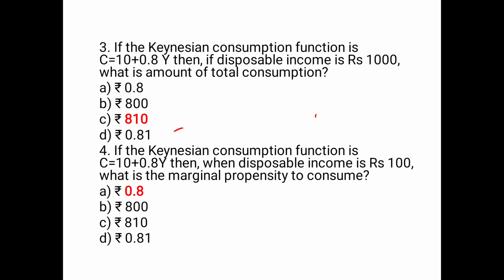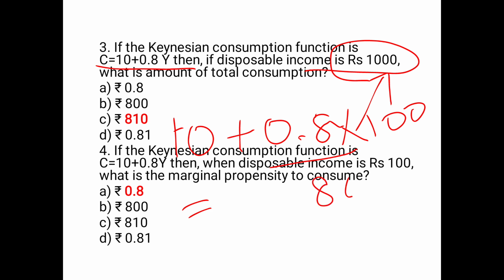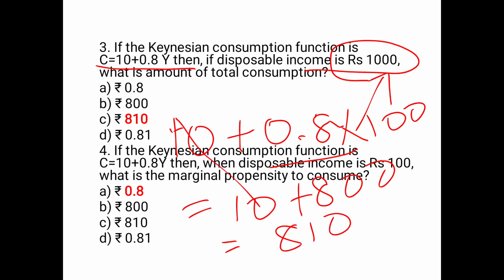Now, the third one, it's a sum. They have given C is equal to 10 plus 0.8y, and disposable income as 1000. Now what you have to do is put 10 plus 0.8y, where y will be 1000. So 0.8 into 1000, you get 800. Add this 10 along with it. Put together it is 810. So your answer is supposed to be 810.